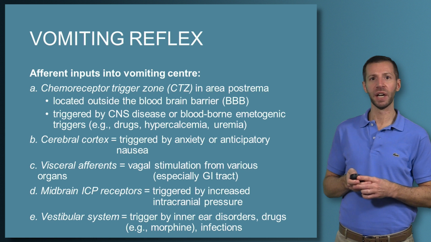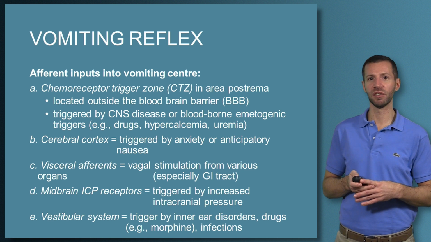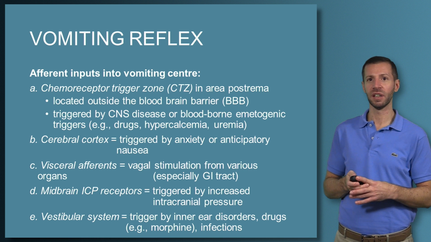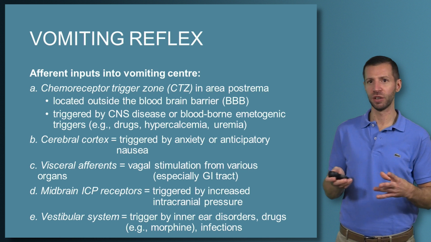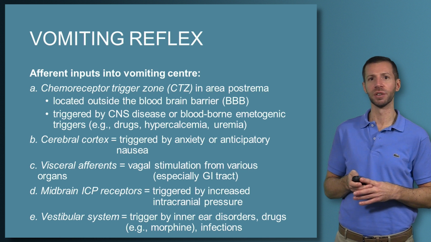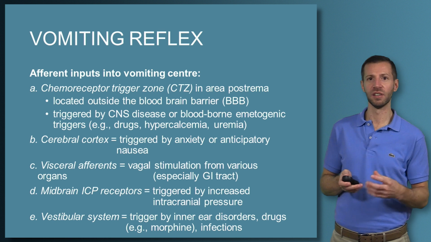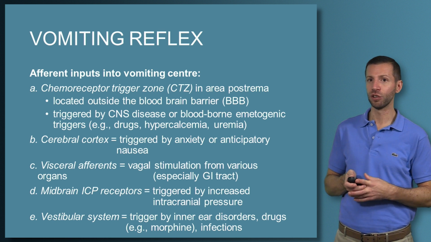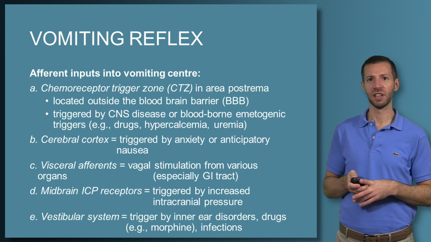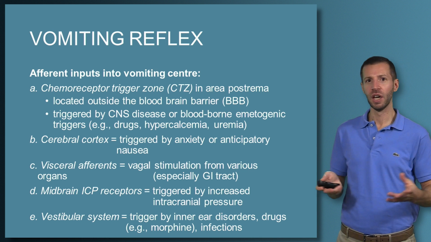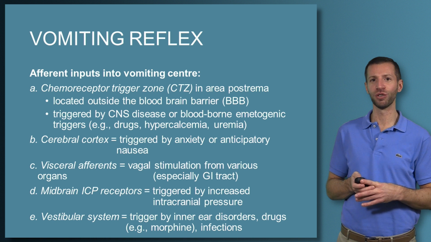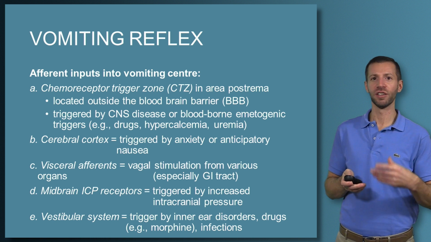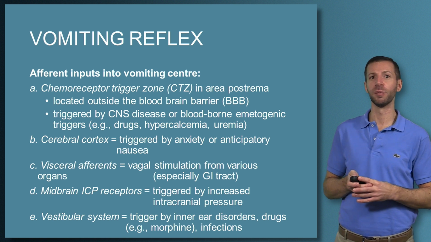There's also midbrain intracranial pressure receptors, and this is often triggered by raises in intracranial pressure, such as masses within the central nervous system, or hydrocephalus, or other conditions that basically increase the intracranial pressure. Then the vestibular system. So this is triggered by such things as inner ear disorders or drugs like morphine or infections, when people have sort of motion sickness, like when they're on a cruise, on a boat, on a roller coaster. These are various sort of causes of nausea and potentially vomiting that are triggered through the vestibular system.